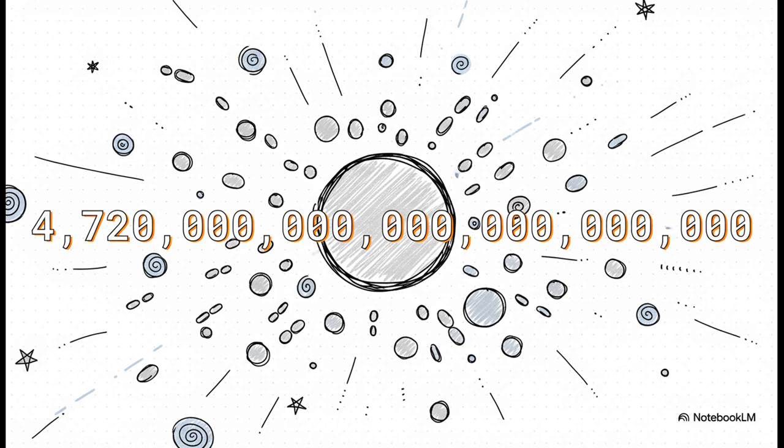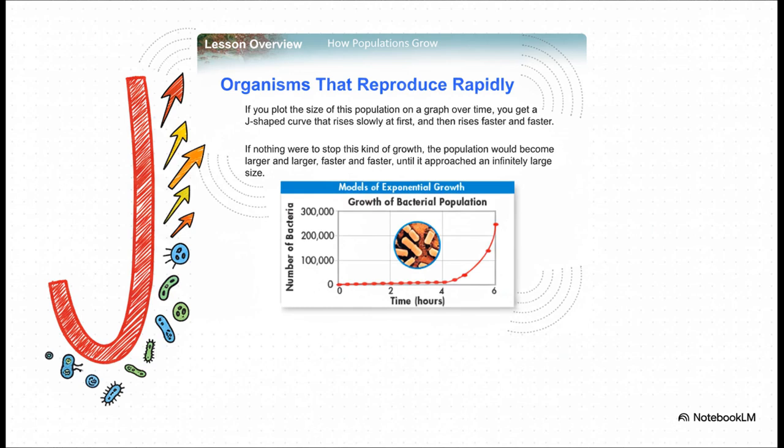If you let it go for just one day, 24 hours with nothing to stop it, you end up with 4.7 sextillion bacteria. That number is astronomical, from one cell in one day. And if you were to plot that kind of insane growth on a graph, you get this classic shape, the J-shaped curve. You can see how it starts off kind of slow, but then it just shoots straight up, going almost vertical. That right there is the signature look of exponential growth.